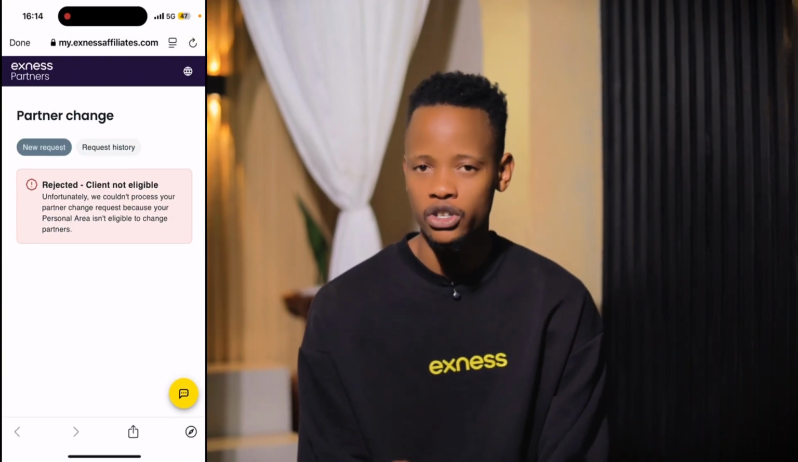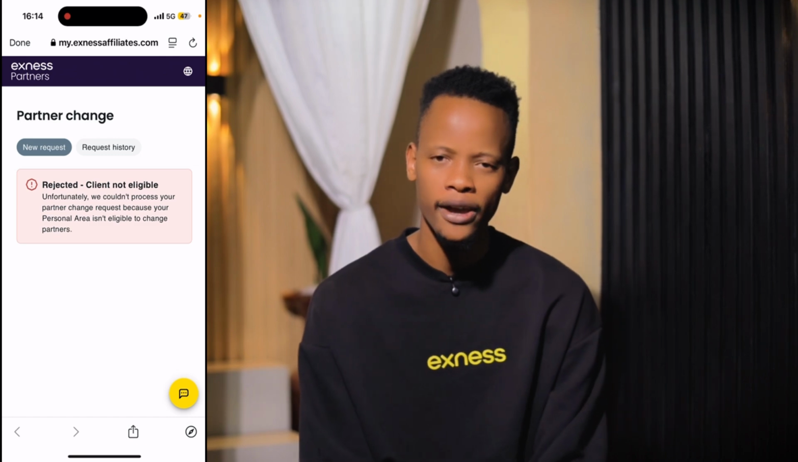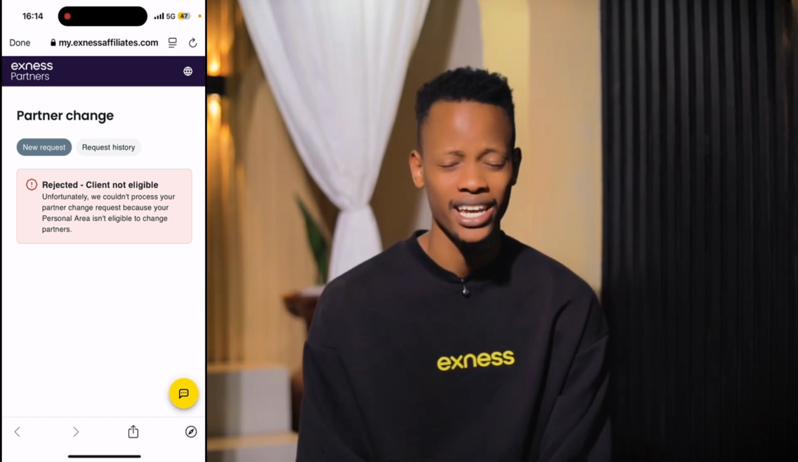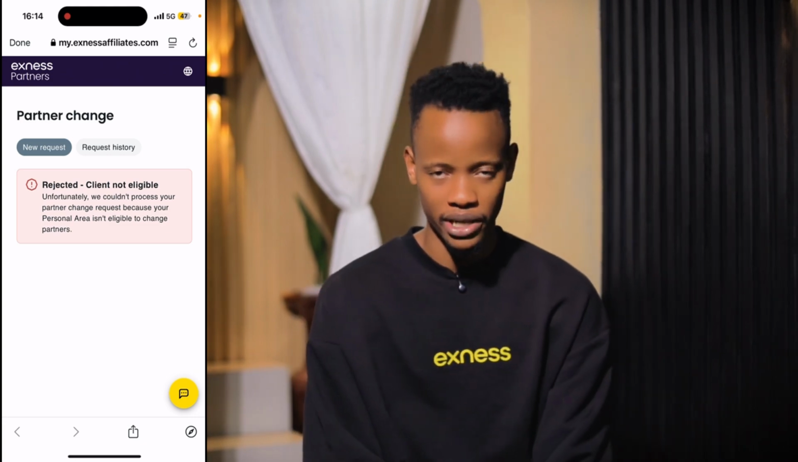So if all this fails, when they bring up something like "not eligible for partner change," this means that you need to create a new email address and register again using my link, so that you're automatically going to be under me with the new email. So if the partner change fails.